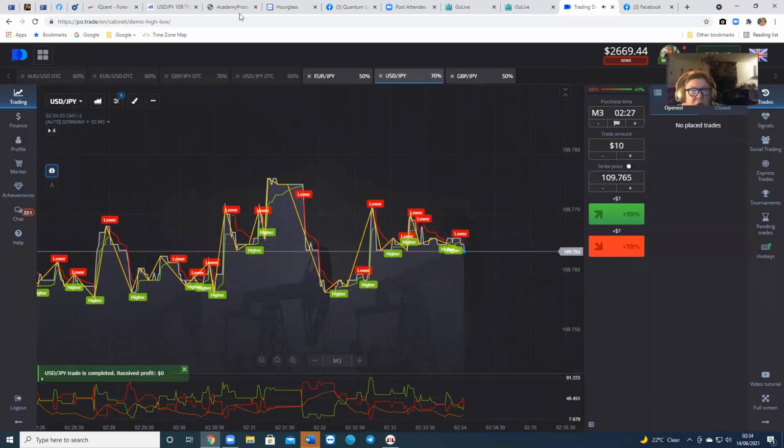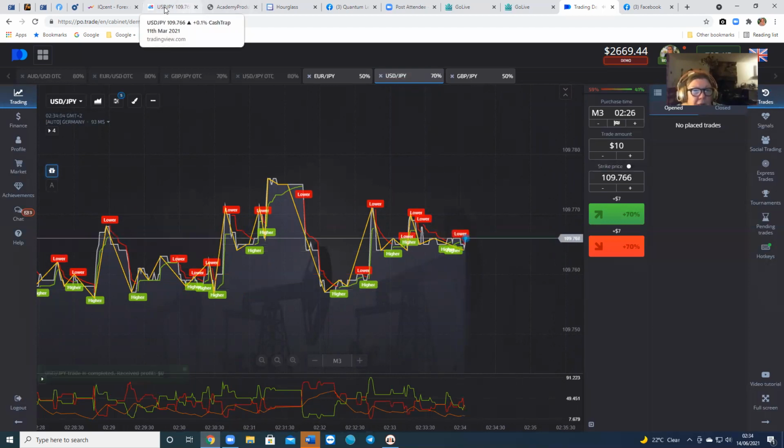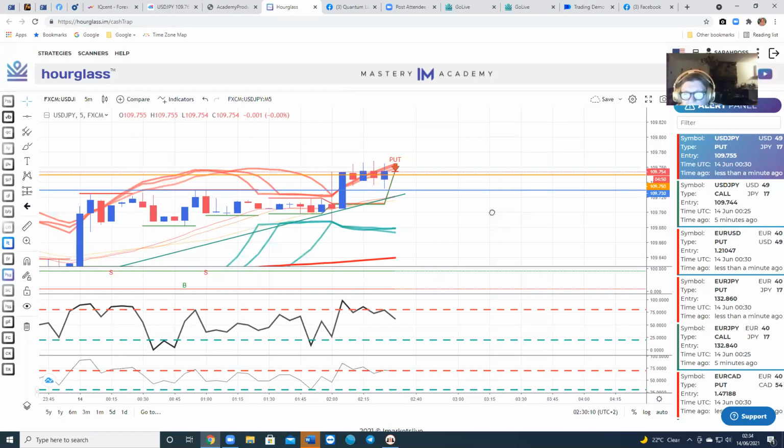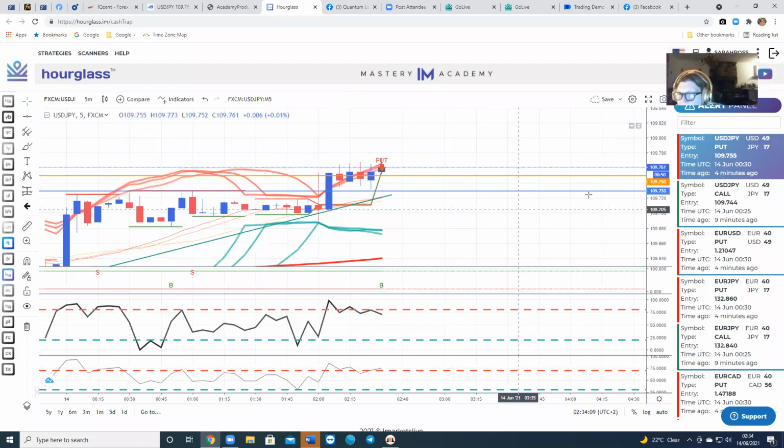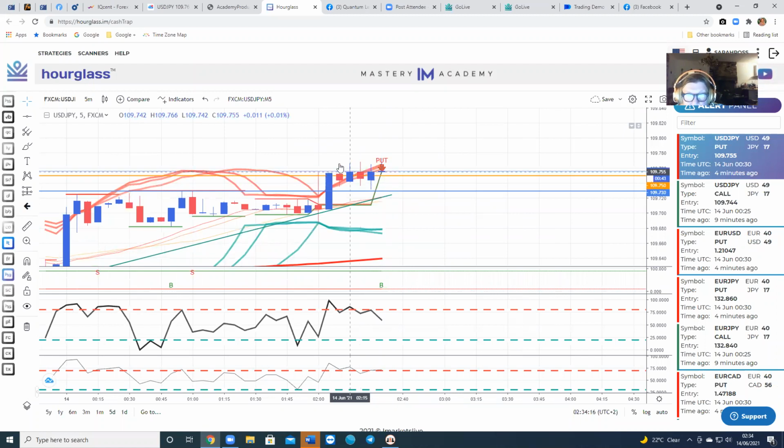So we lost that trade on demo. No shame in that. Let's have a look on HourGlass. And we can see that price is still going up after the half hour, but it's definitely not liking that level above 7769. It's not liking that level at all.